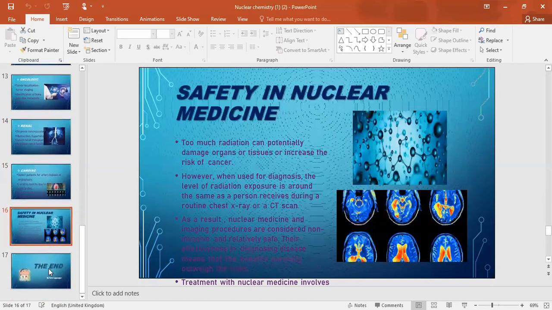Safety in nuclear medicine. Too much radiation can potentially damage organs or tissues or increase the risk of cancer. However, when used for diagnosis, the level of radiation exposure is around the same as a person receives during a routine chest X-ray or CT scan. As a result, nuclear medicine and imaging procedures are considered non-invasive and relatively safe. Their effectiveness in diagnosing disease means that the benefits normally outweigh the risks.